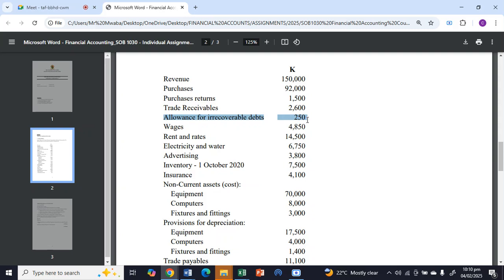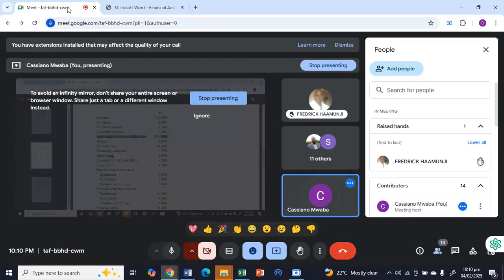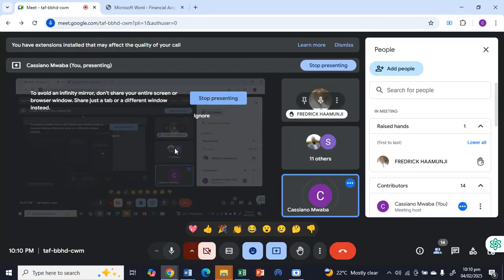You have to compare the two first. At first, remember allowance for recoverable debts, this is money we're estimating that may not come. So at first we estimated we might not get 250 kwacha from our receivables. But then at the end of the year, we estimate that we won't get 150 kwacha from our receivables. So it means our allowance has reduced, right, colleagues? Because at first it's 250, now it's 150. So it has reduced.